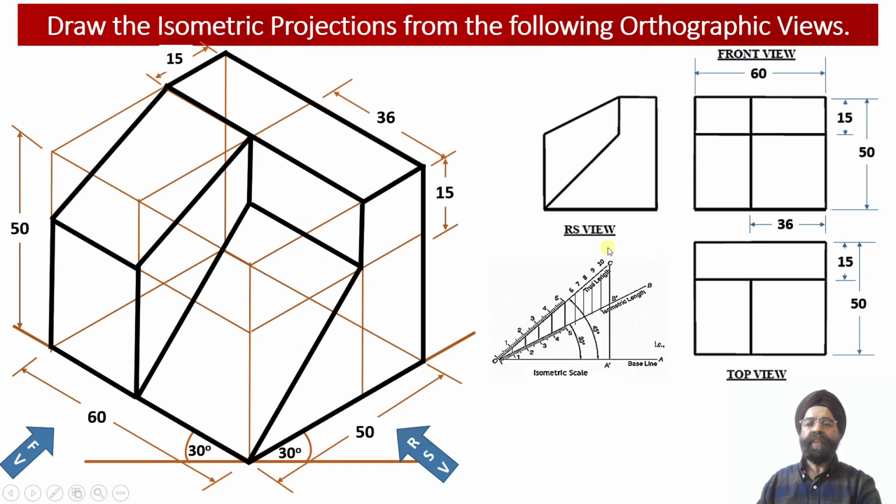So this way, with the information available through these orthographic views, we have been able to obtain a three-dimensional isometric projection into which the front face, the right hand side view face and the top view face information related to the solid has been projected into a single 3D isometric projection construction over here.